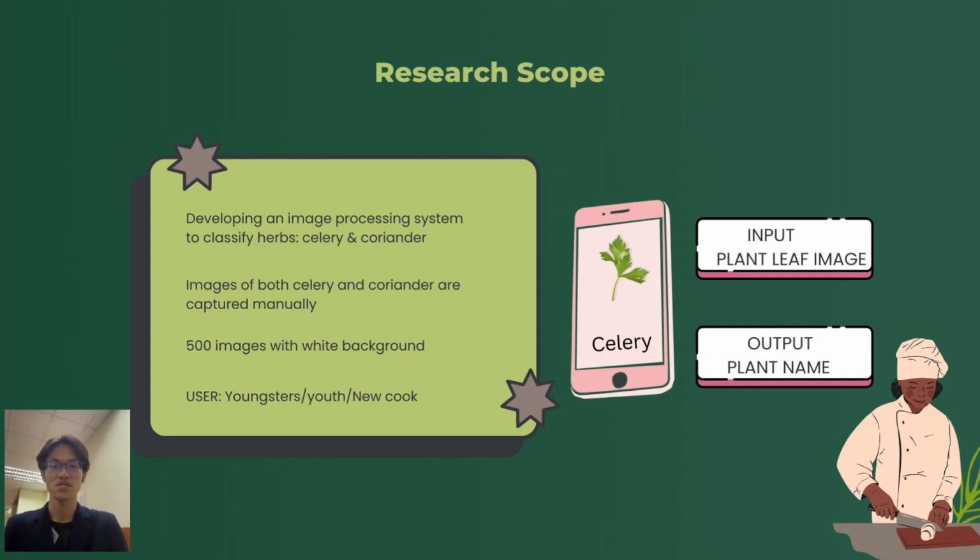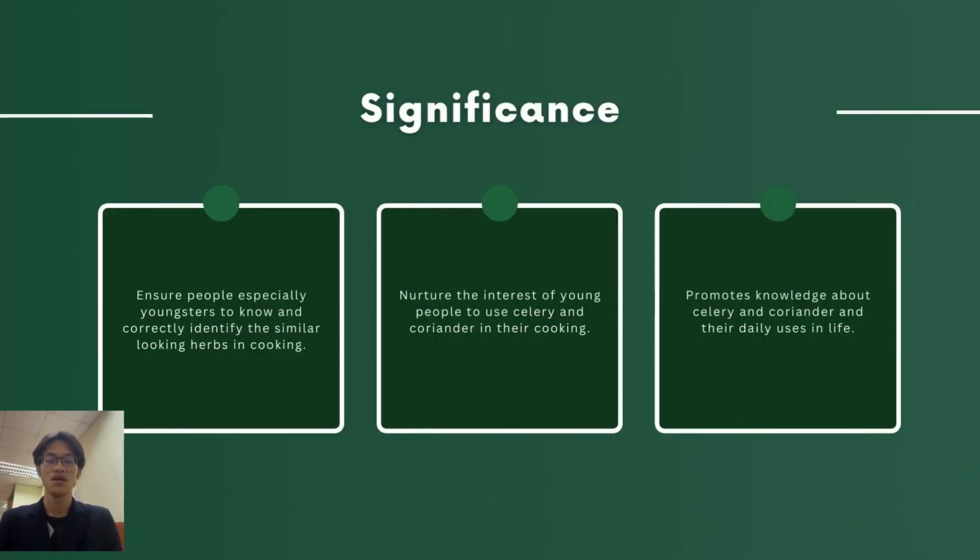The research scope. First, my study is to develop an image processing system that can classify the herbs celery and coriander. The images of the herb will be captured manually using a phone camera. 500 images for each herb is taken with a white background. The users intended are youngsters or young people or new cook. The input will be the plant leaf images and the output will be the herb's name. The significance of this study, first, to ensure people, especially youngsters, to correctly identify the similar looking herbs in cooking. Next, to nurture the interests of young people to use celery and coriander in their cooking. And lastly, to promote knowledge about celery and coriander and their daily uses in life.